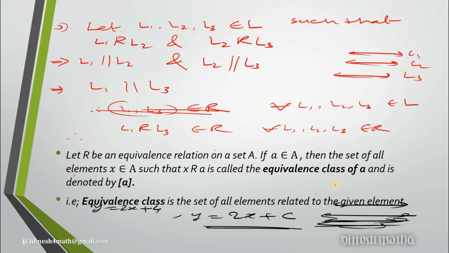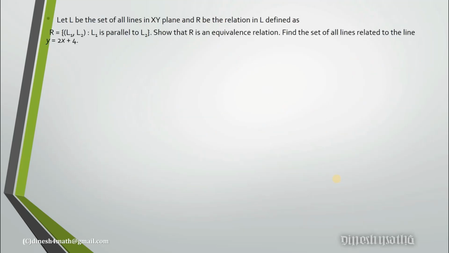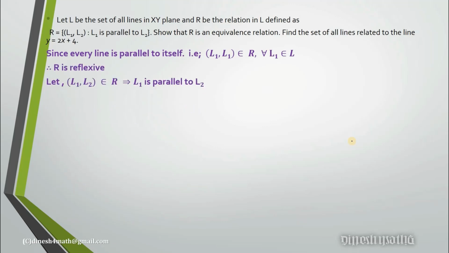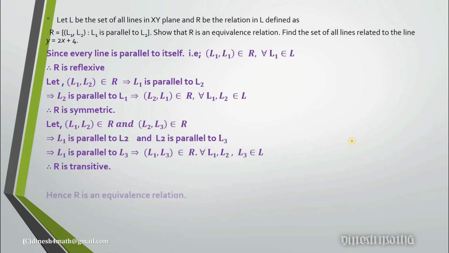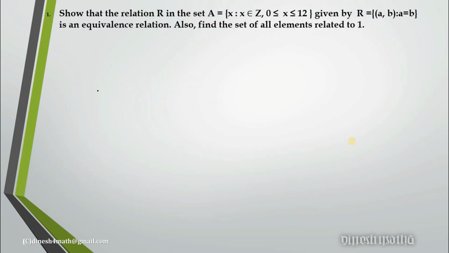Equivalence class is the set of all elements related to the given element. So this we have already seen. This is another way of writing. If you like, you can use it. The same thing, the other way of writing. I'm showing this also in that way. It's up to you. If you want, you can use it or you can avoid it.